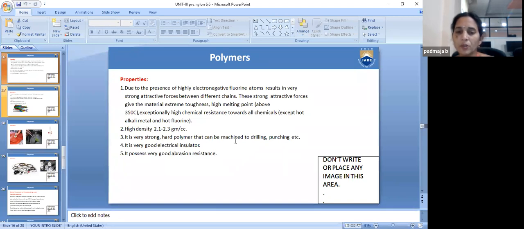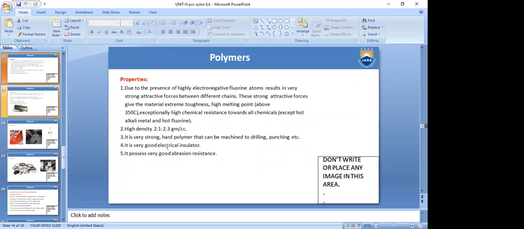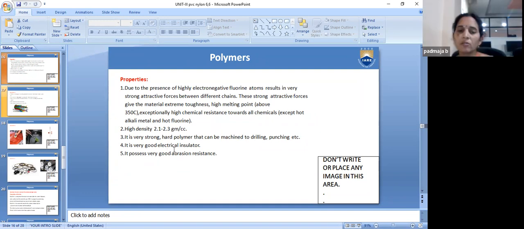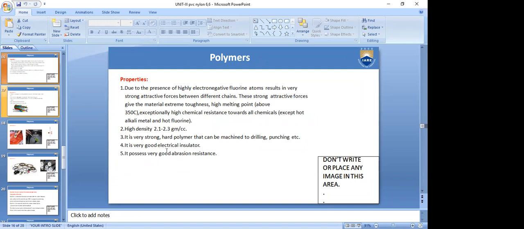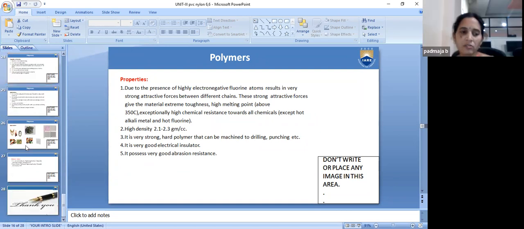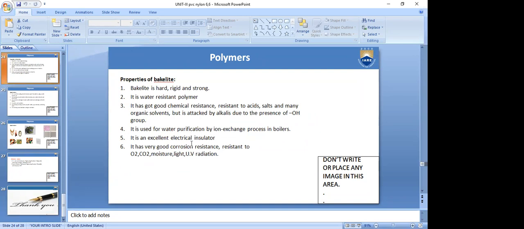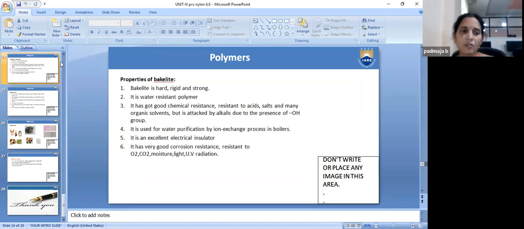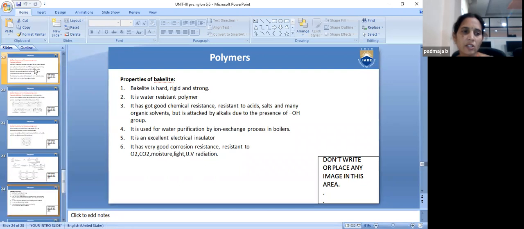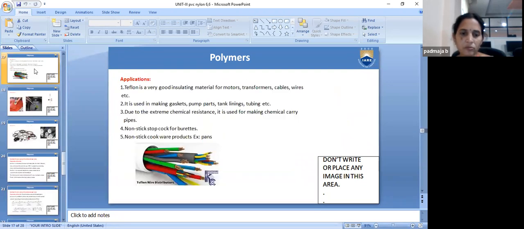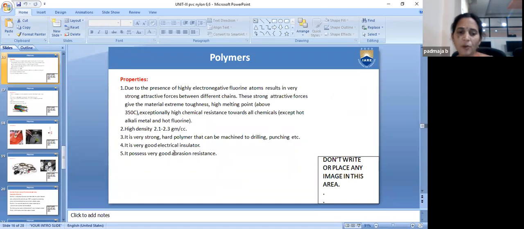So it can be machined, drilled and punched. And one more good property is there. What is that Teflon has? Good abrasion resistance, and good electrical insulating property. Bakelite also has electrical insulating property, and Teflon also has electrical insulating property. Okay. Now last point in Teflon.